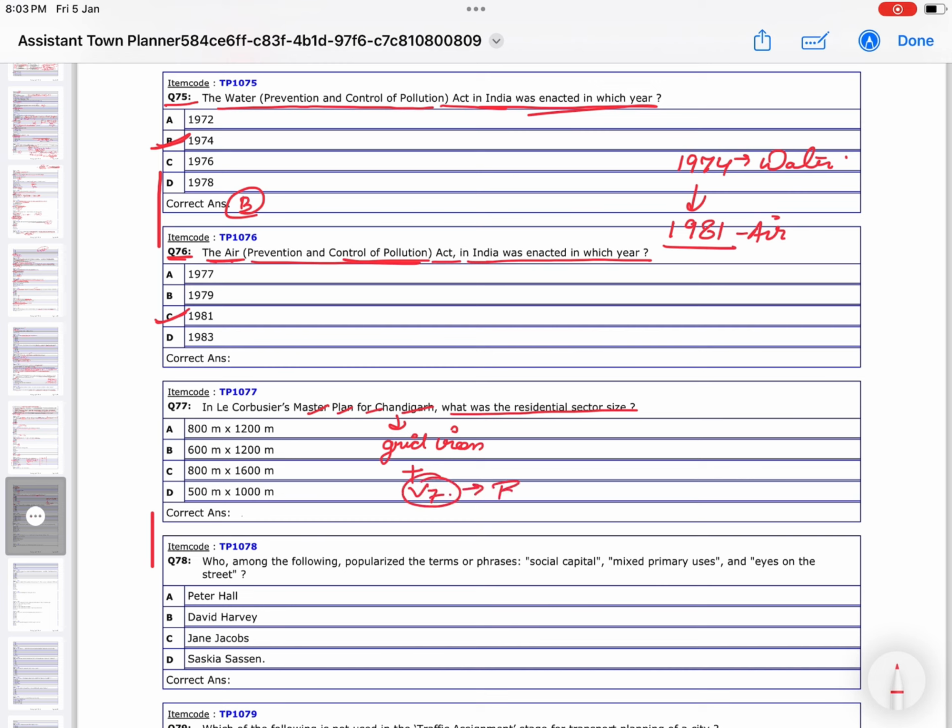It is a road hierarchy network concept. So he came up with this. There is a grid iron pattern here, and the residential sector size was 800 meters into 1200 meters. So this was it. The longer side, like if this is the size of a sector, let me take another color.